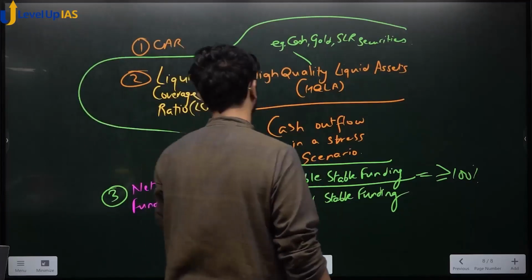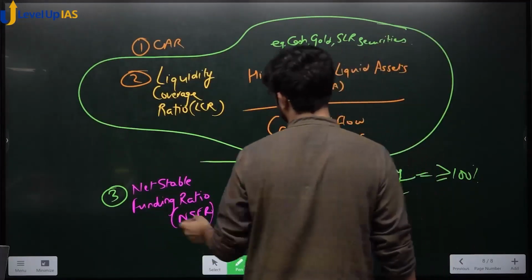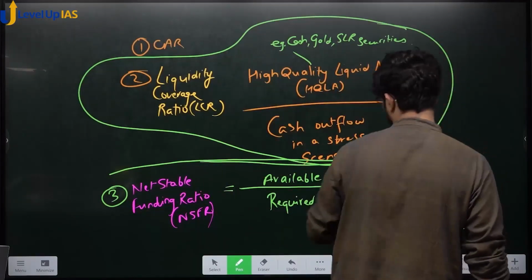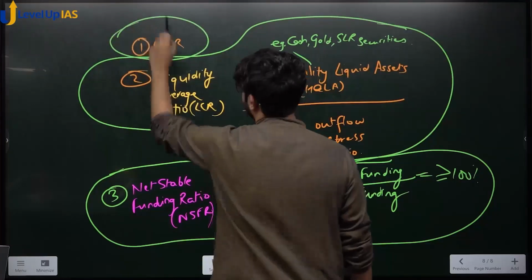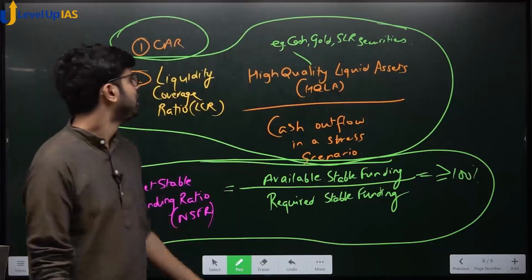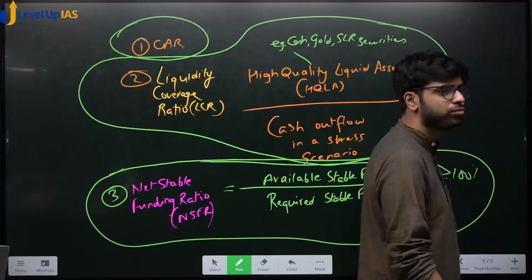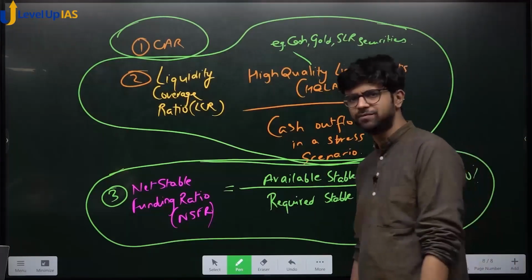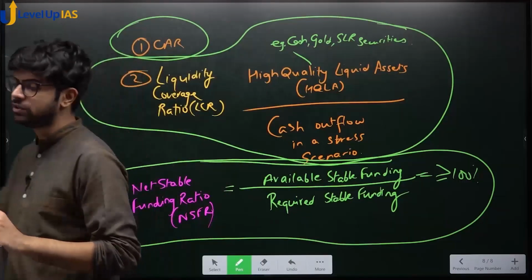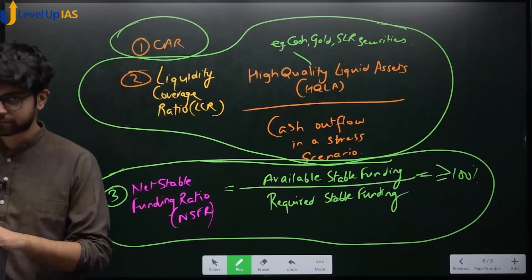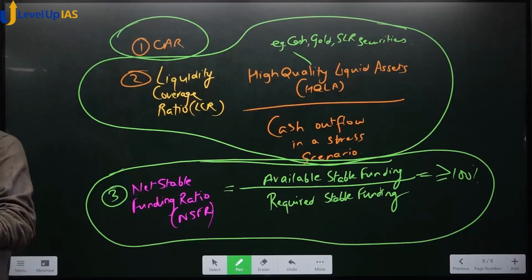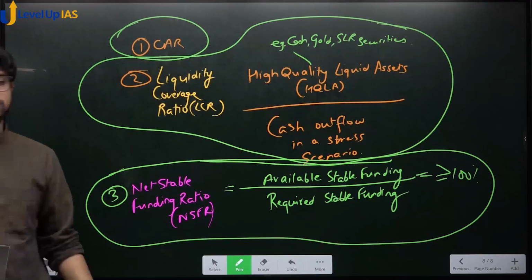This is the second, and this is your net stable funding ratio, and this is your first, CAR. I hope you know what is the capital adequacy ratio, liquidity coverage ratio, net stable funding ratio. I hope you understand that we are doing all this to maintain the financial health of the bank. The bank should go on, because if the bank stops, everything else stops. Understood?